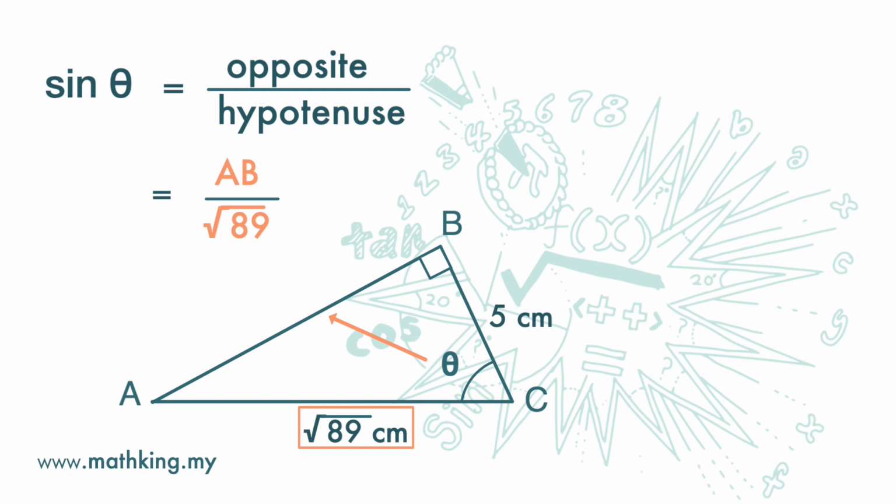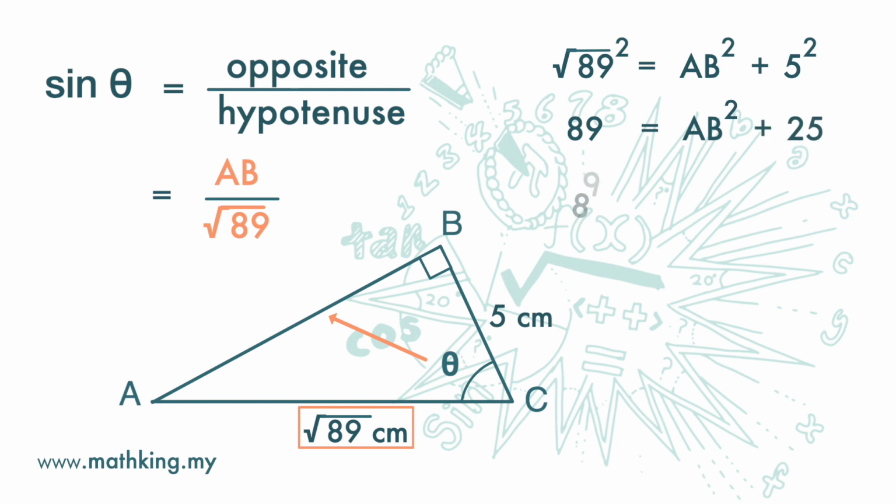Now we need to find the length of AB. For this, we need to make use of Pythagoras Theorem. The hypotenuse of this triangle is square root 89. Using Pythagoras Theorem, we have square root 89 squared equals AB squared plus 5 squared. Square root of 89 squared, we get back 89. And 5 squared is 25. We move plus 25 over and it becomes minus 25.